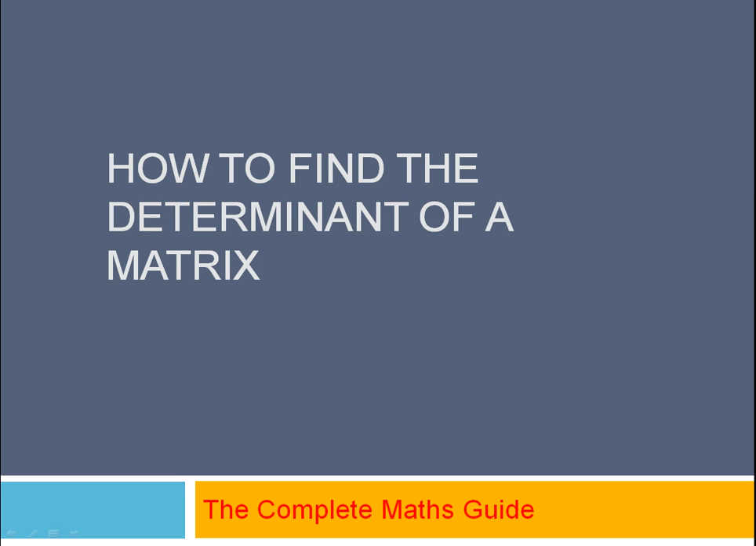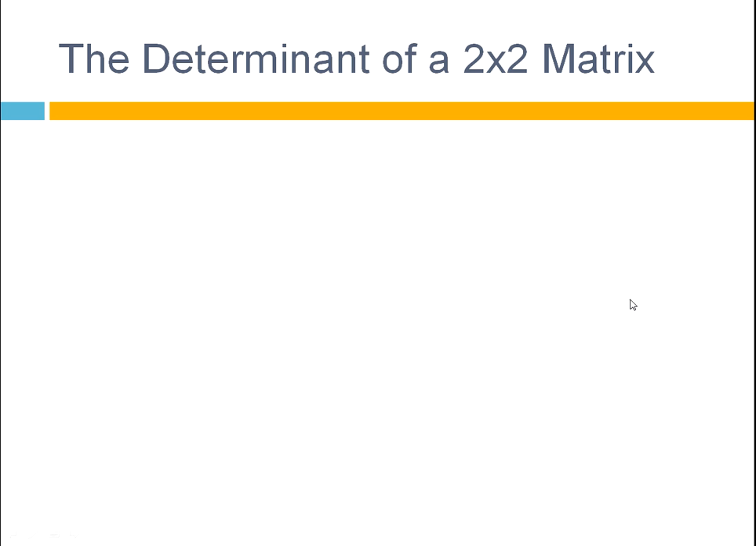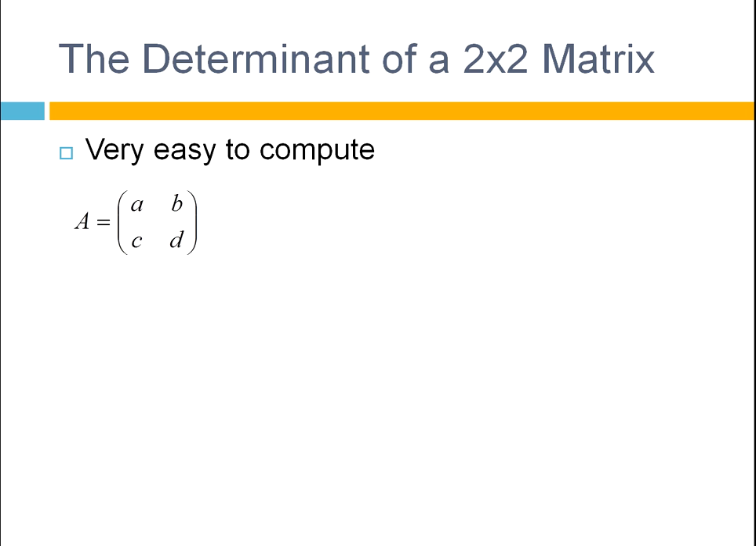In this video I'm going to show you how to find the determinant of a matrix. We're going to look at 2 by 2 matrices and 3 by 3 matrices. We'll start with a 2 by 2 matrix, which is far simpler to find a determinant of. And 2 by 2 simply means a matrix that's got 2 rows and 2 columns.